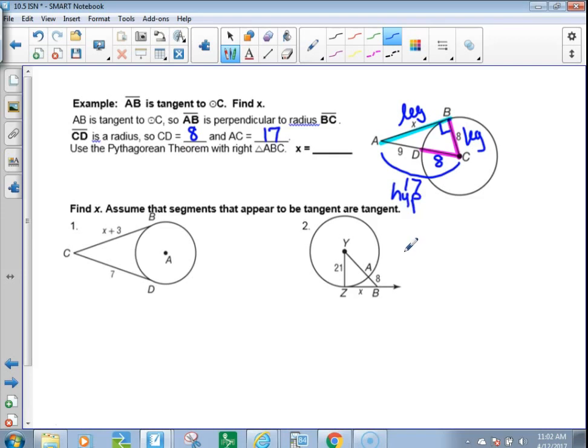All right, so we know the formula is leg squared plus leg squared equals hypotenuse squared. You've got to get this down. So we take the leg x and 8. X squared plus 8 squared equals 17 squared.